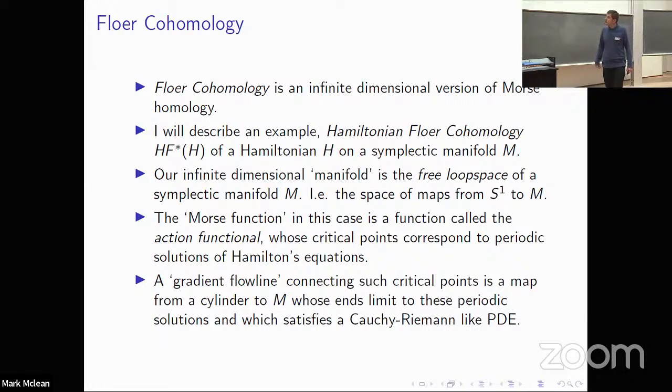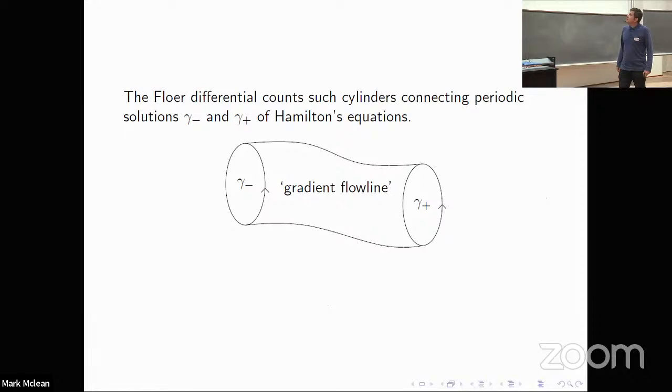Okay, so that's very roughly what Floer cohomology is. I decided not to write the equations for the gradient flow line because they're impossible to solve directly anyway, and there's no point in seeing them here. So here's a schematic picture. Gamma minus and gamma plus are one-periodic orbits of my Hamiltonian system, and I have some cylinder connecting them, solving my PDE.